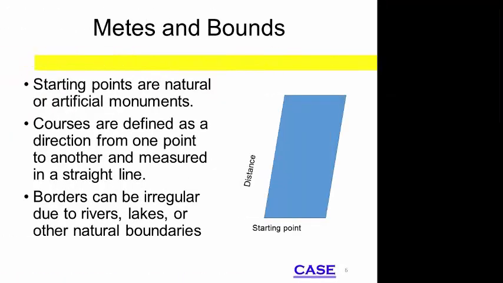Area or acreage is determined by calculating the square footage of the area and then converting to acres. 1 acre is equal to 43,560 square feet.